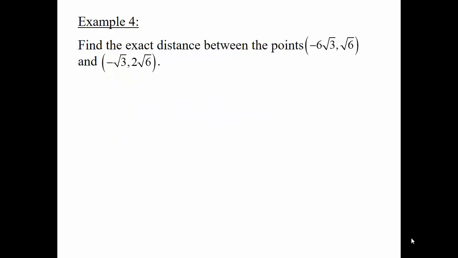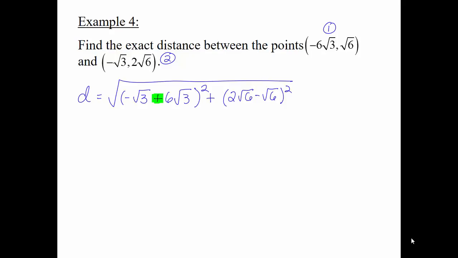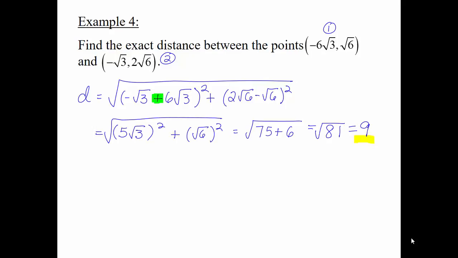Find the exact distance between the 2 points. Again, label them 1 and 2. So -3 plus 6 times the square root of 3. Remember, there's a 1 in front of that. That's -1 times the square root of 3. So, it's like 1x and 6x, -1x and 6x. The square root of 3 doesn't change. It's just you add the coefficients in front. And then 2 times the square root of 6 minus the square root of 6. Again, there's a 1 times the square root of 6 there. So you end up with 5 times the square root of 3 plus the square root of 6 squared. You square the square root, you get a regular number.